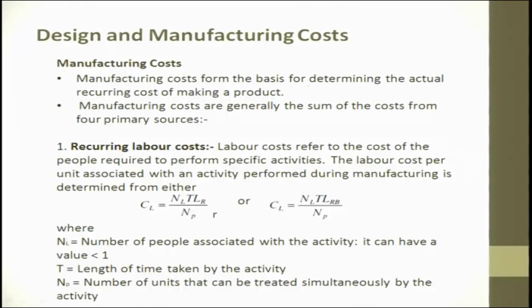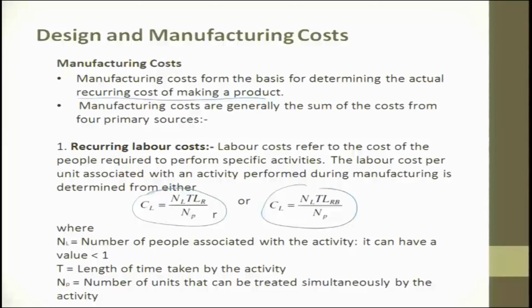Manufacturing cost forms the basis for determining the actual recurring cost of making a product. Manufacturing costs are generally the sum of costs from 4 primary sources. The first one is recurring labor cost. The labor cost refers to the cost of people required to perform specific activities. The labor cost per unit associated with an activity performed during manufacturing can be determined by this formula.